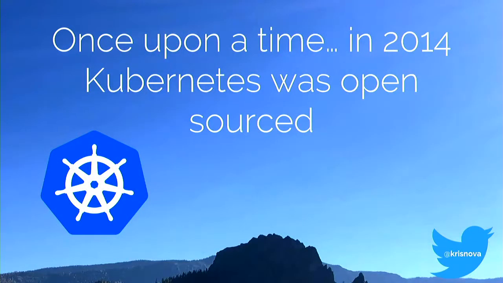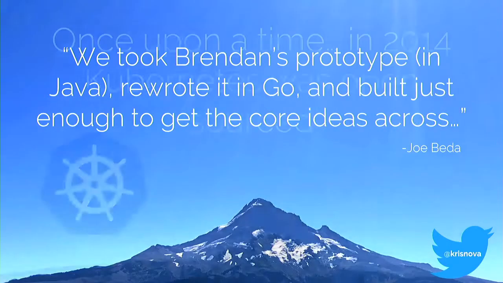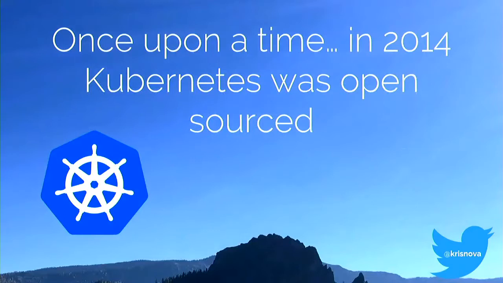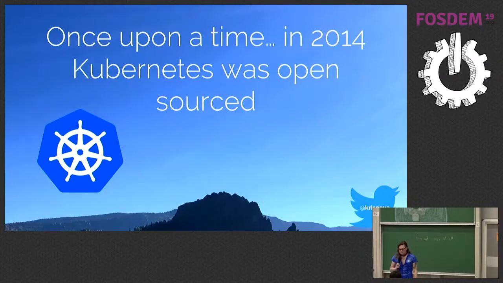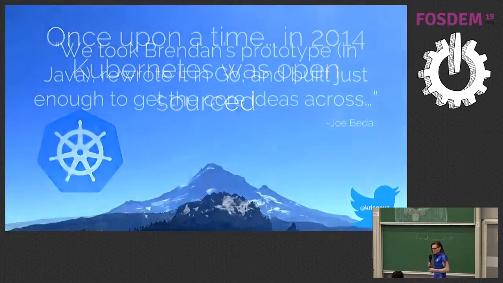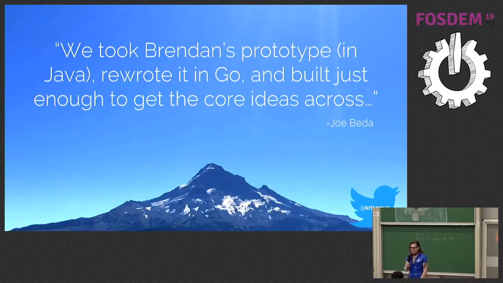Okay, so once upon a time in 2014, Kubernetes was open sourced, and you can go to the GitHub git logs and look at the first commit from one of my good friends, slash boss, slash colleague named Joe. We're going to talk a little bit about what Kubernetes was like when it was first open sourced. To quote Joe, we took Brendan's prototype, Brendan Burns, one of the other original founders who worked at Google at the time, which was written in Java. We rewrote it in Go, and we built just enough to get across the core ideas.